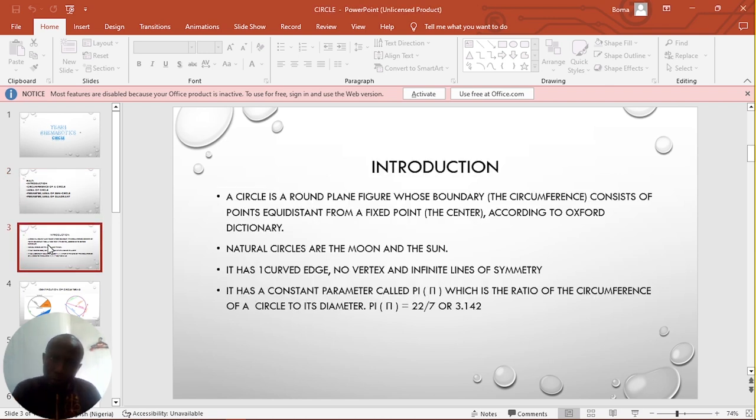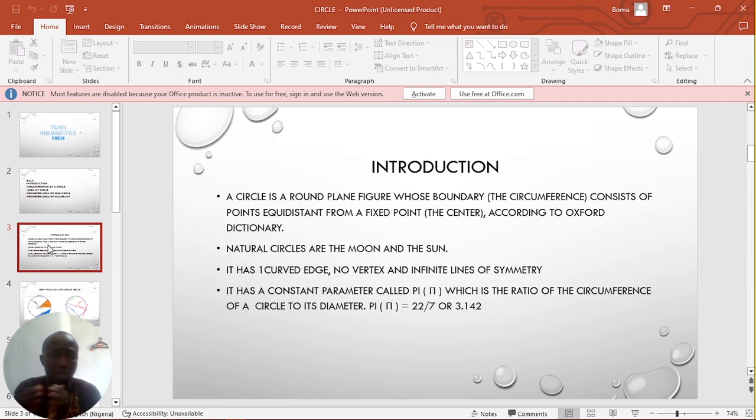Okay, so now for the introduction, a circle is a round plane figure whose boundary, which is the circumference, consists of points equidistant. Equidistant means of equal distance from a fixed point, which is the center of the circle, according to Oxford Dictionary. Now, point number 2, natural circles are the moon and the sun. Then, what are the properties?